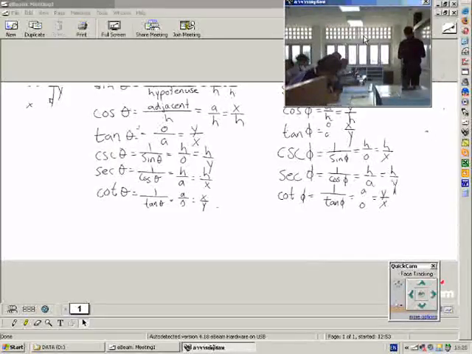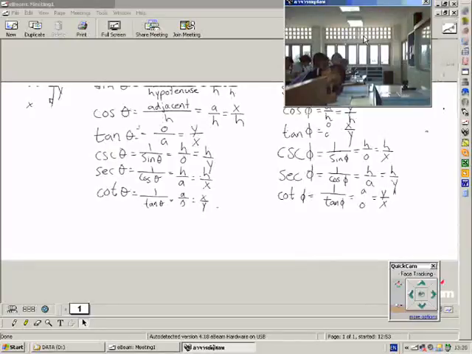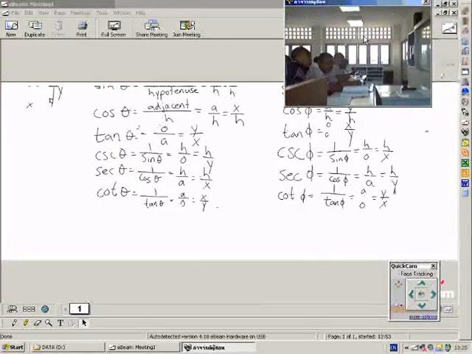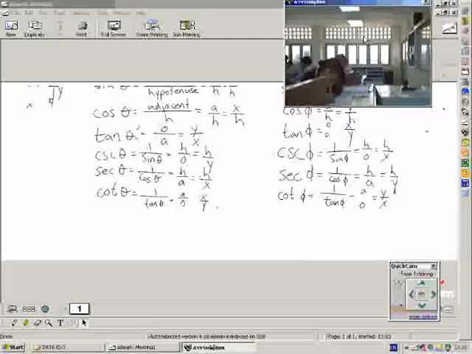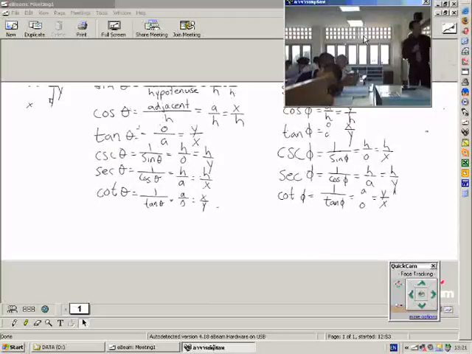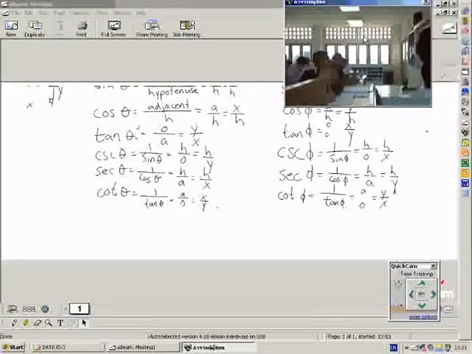Okay, starting with the cosecant ratio. The cosecant of phi is 1 over the sine of phi, so that is equal to the hypotenuse over the opposite, or H over X. And the secant of phi is 1 over the cosine of phi, which is equal to the hypotenuse over the adjacent, or H over Y. And finally, the cotangent of phi is 1 over the tangent of phi, which is equal to the adjacent over the opposite, which is equal to Y over X.